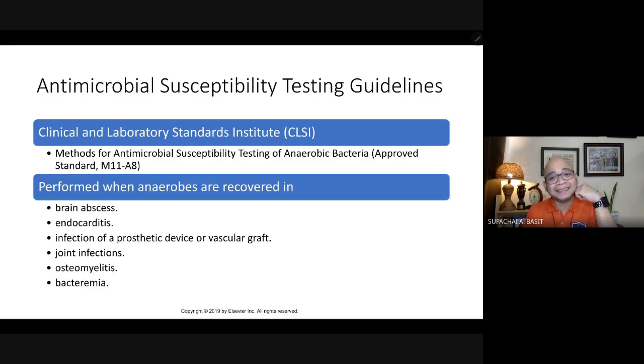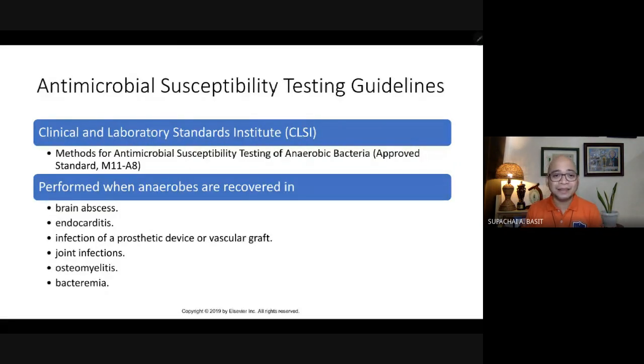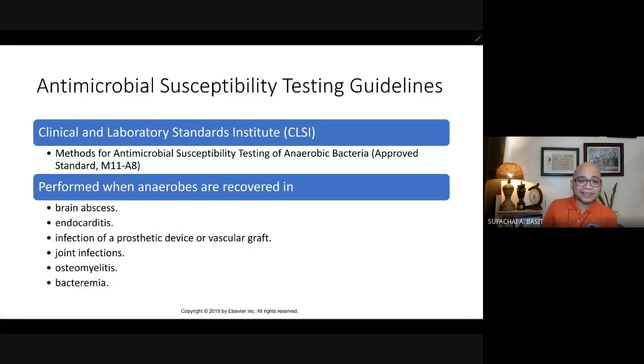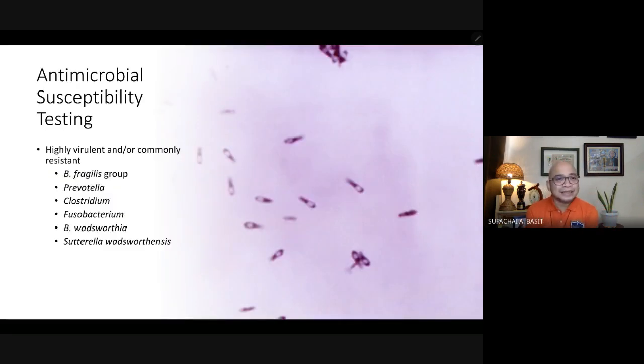We are being guided, not just for anaerobic bacteria but for the entire microbiology, by CLSI, the Clinical and Laboratory Standards Institute, and each year these guidelines are revised. Perform testing when anaerobes are recovered from brain abscess, endocarditis, infection of a prosthetic device or vascular graft, joint infections, osteomyelitis, and bacteremia. They are highly virulent or commonly resistant, the highly virulent or commonly resistant group. So we do not want to get infected with these.